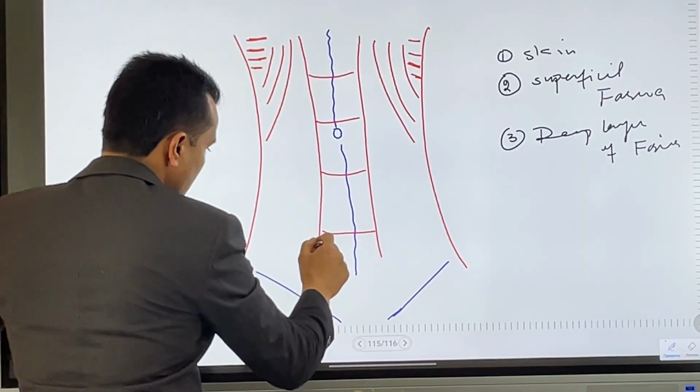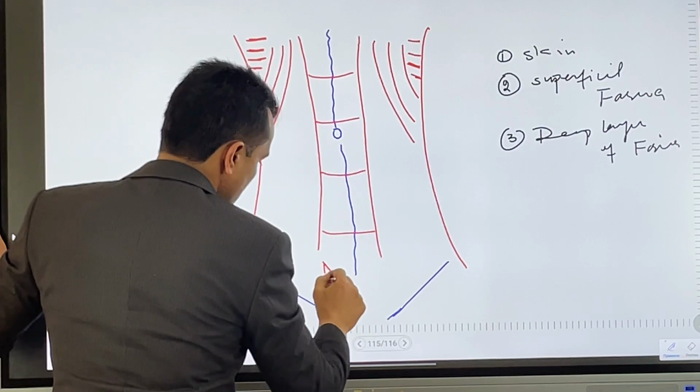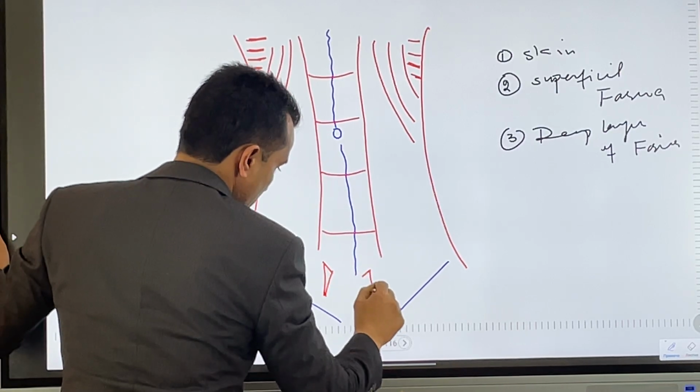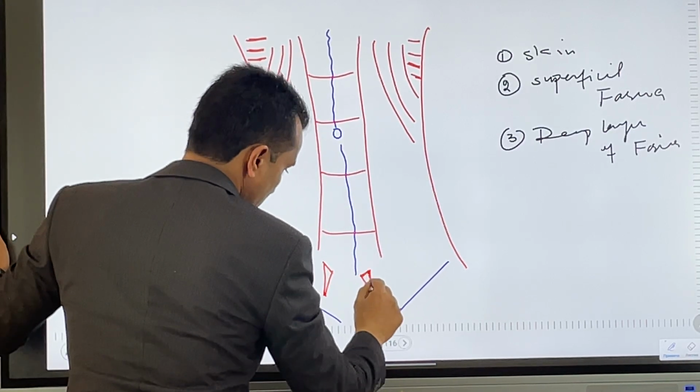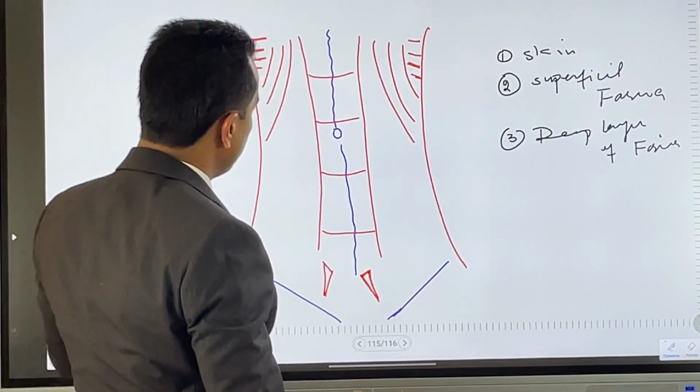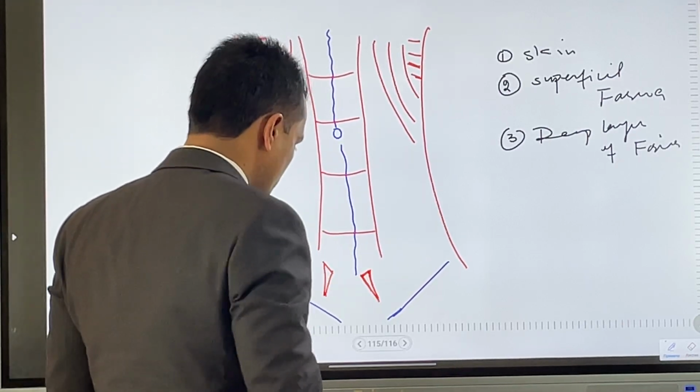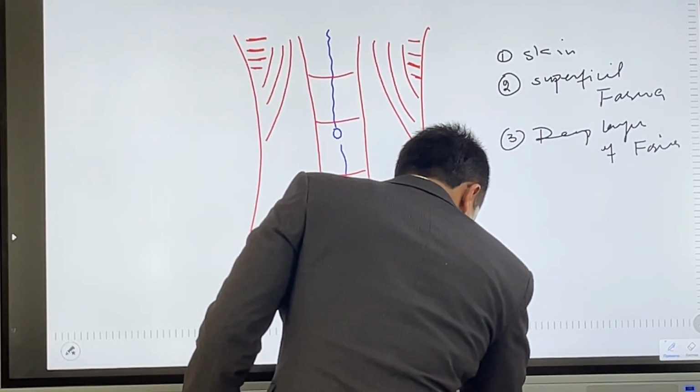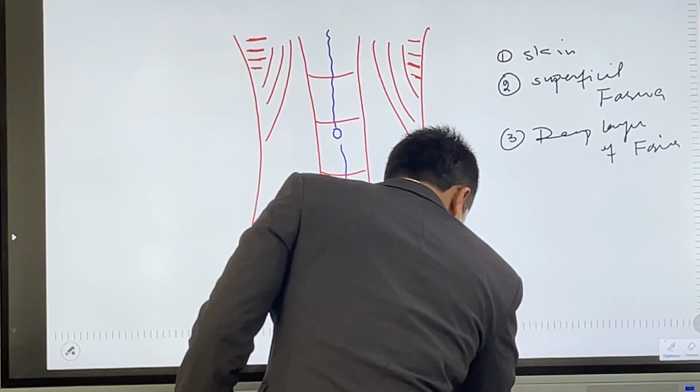At the lower end we have another muscle called the pyramidalis muscle. So remember, at the lower end we have the pyramidalis muscle, and here we have the Hesselbach triangle also. So now we will move back to that structure.